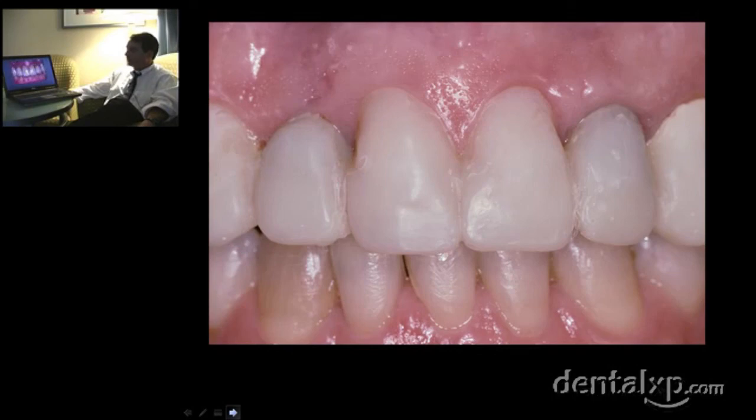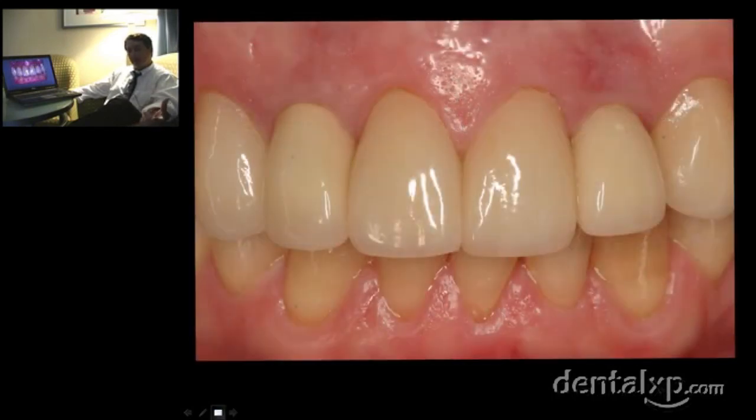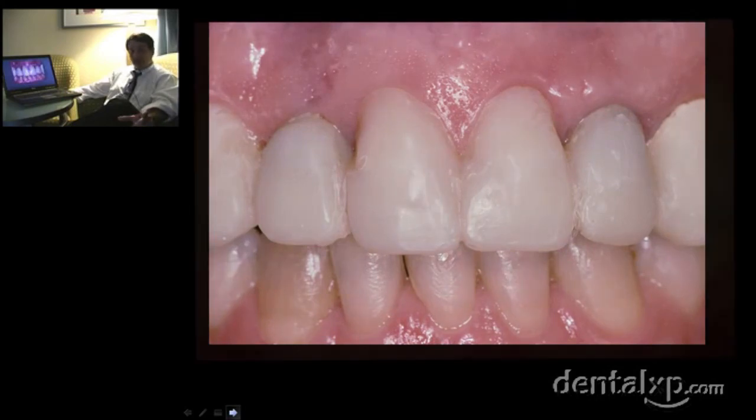And here's the final restoration. If you look at that slide closely, you can see that the final restoration is a recapitulation of the provisional restoration. There's not much difference in where the soft tissue is. I'll go back again. Here's the provisional restoration. Look closely as the slide morphs into a final restoration. You can see that the soft tissue doesn't change.